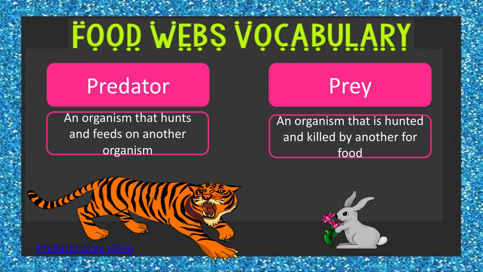We have predators and prey. A predator is an organism that hunts and feeds on another organism. Example, tiger. Prey is an organism that is hunted and killed by another for food. That's a picture of a bunny.